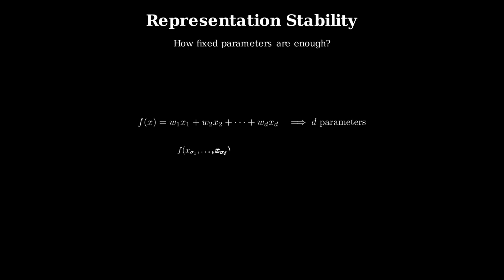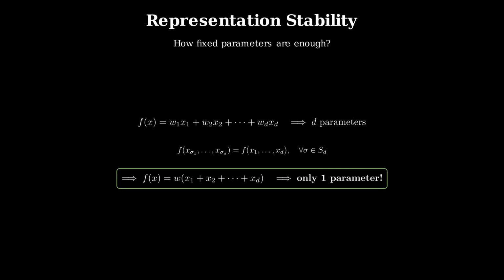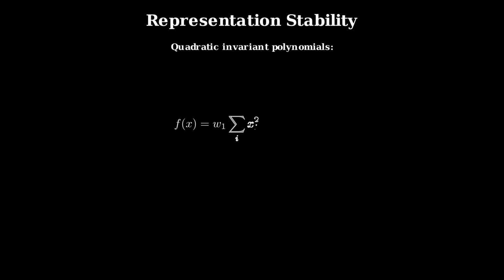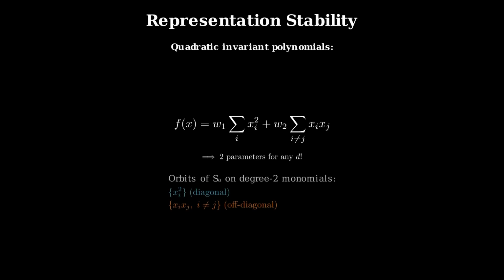But if we require permutation invariance, that is, f of x sigma equals f of x for all permutations sigma in S_d, then all weights must be equal. The function becomes w times the sum of all coordinates. Only one parameter, regardless of d. For quadratic polynomials, permutation invariance gives exactly two free parameters for any d: w1 times the sum of x_i squared, plus w2 times the sum of x_i x_j for i not equal to j. Two parameters, independent of dimension.